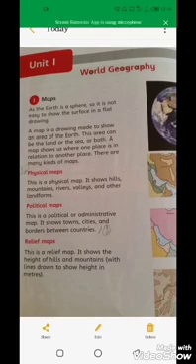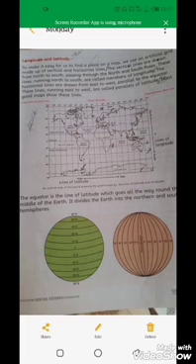Then you will learn about political maps. These maps show you towns, cities and borders between countries. Relief maps. These maps show you the height of hills and mountains. Then you will learn about longitude and latitude.